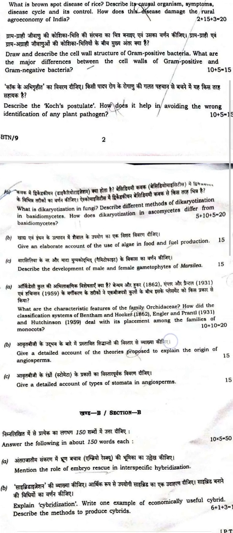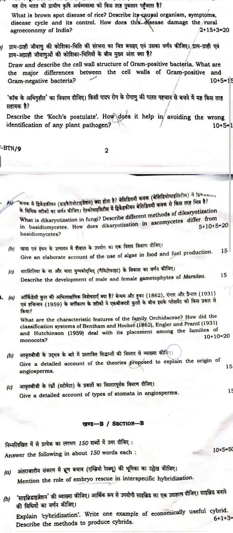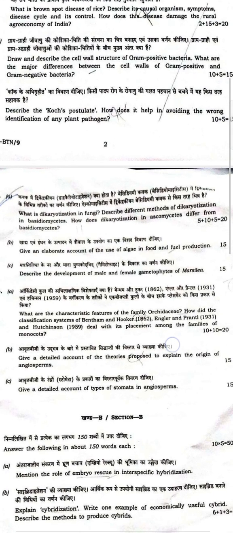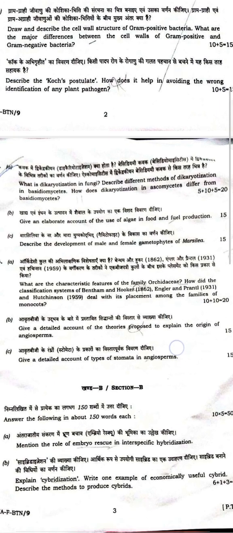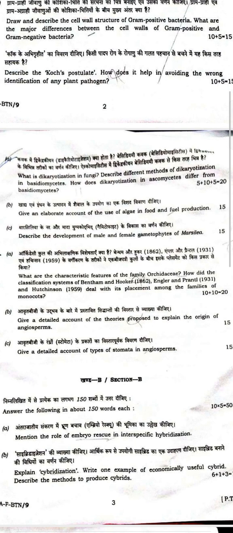Give an elaborate account of the use of algae in food and fuel production. Describe the development of male and female gametophytes of Marsilea. What are the characteristic features of the family Orchidaceae?